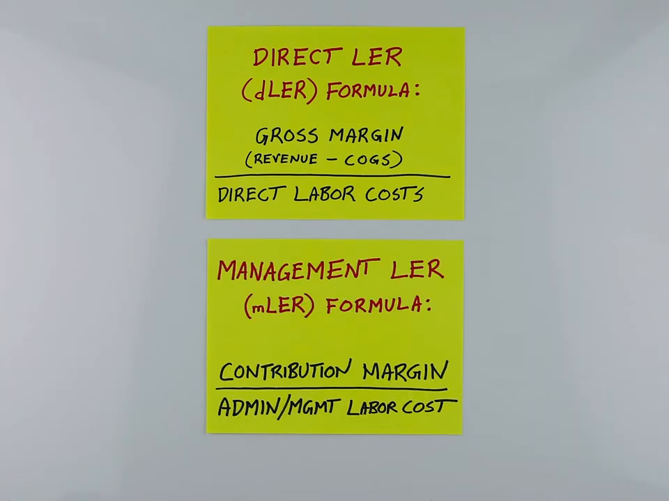This is slightly different because we want to measure how productive your management team is at managing the direct labor team at creating value. So we're going to take the contribution margin and divide it by the admin management labor cost. Again, don't panic. I know when you first see formulas, you're thinking, man, this is not what I want to get into, but bear with me. Let me show you two examples. The first one is widget manufacturing.